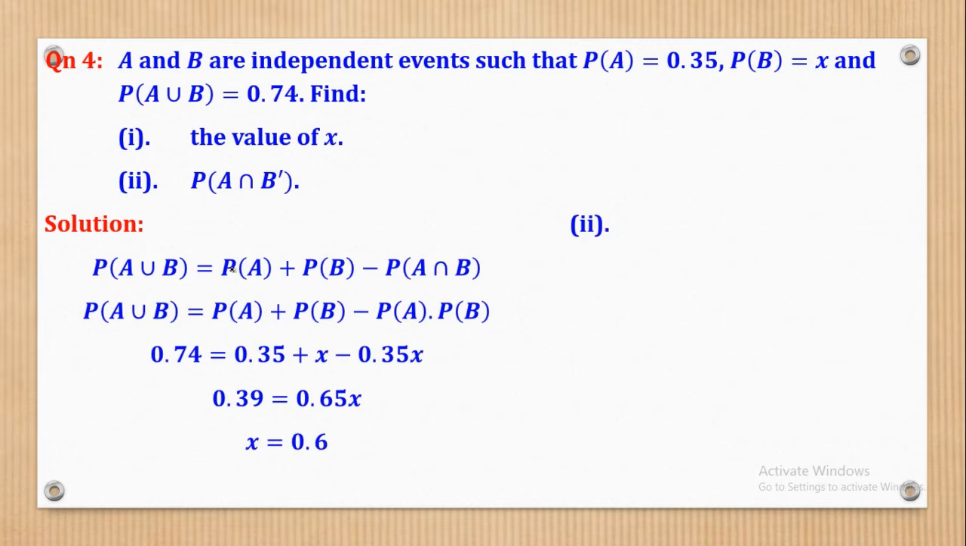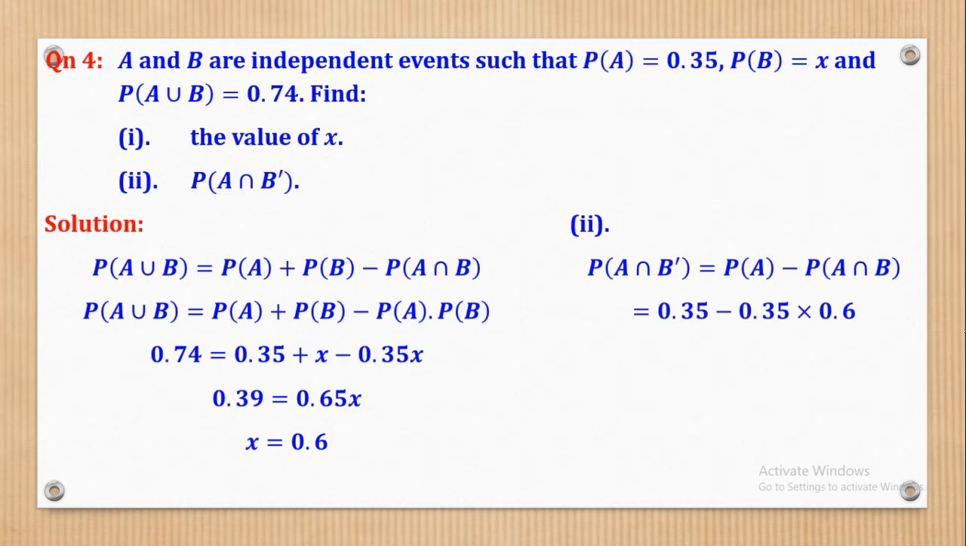That was Roman 1. What about Roman 2? Roman 2, the one probability of A intersection B complement. So still from the contingency table, probability of A intersection B complement is equal to probability of A minus probability of A intersection B. Then I'm going to substitute. Probability of A is this, which I'll put here and here, and probability of B is X. Therefore in the end I'll come up with this as the required probability.